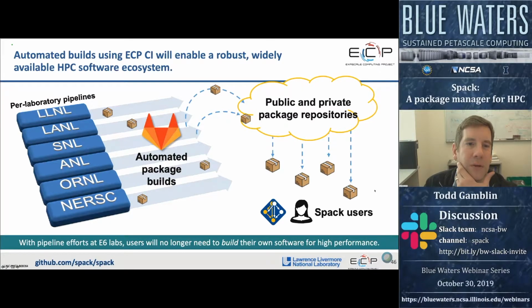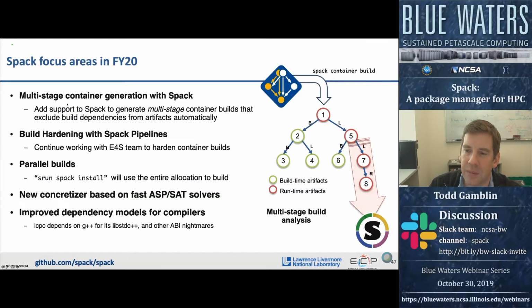So, things we're going to focus on in the coming year. I don't want to get too far into the details here, but multi-stage container generation with Spack is something we're going to work on. We want to have a Spack container command that's smart enough to know that things like compilers and build tools like CMake don't need to be in the final container image that you build. If you build a software graph that looks like this, all of these red things are basically things that need to be in the runtime environment, and these green things are only needed in the build environment. We want the container to just include these red things, and for you to be able to run a minimal container on the platform. We want to automate that.